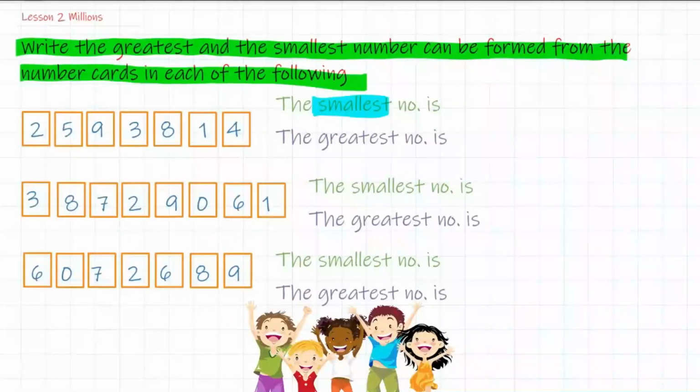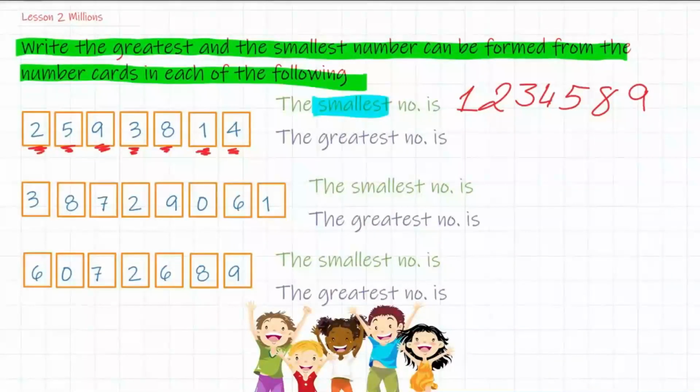The smallest number in these numbers is 1. 1 is the smallest number. Okay, let's start with it. And the next small number is 2. So let's write it here. And the next one is 3. And the next one is 4. And the next one is 5. And the next one is 8. And the last one is 9. So that's the smallest number that can be formed from these cards.